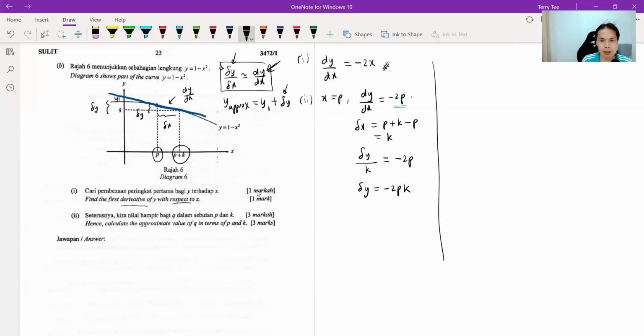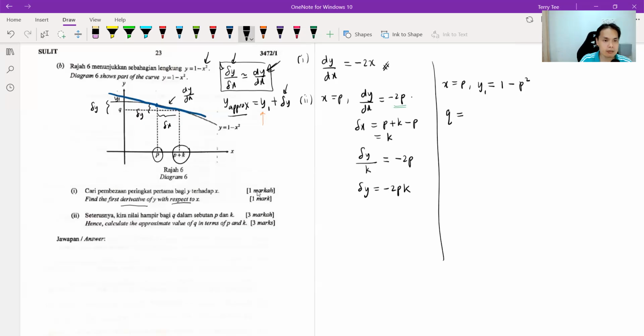Okay, to find the approximate value, I must first find my initial value of Y. All right, initially, your X is P. What is your Y? Your Y is 1 minus, sub inside your Y here, P squared. This is your initial value of Y. We can just call it Y1. So my approximate value of Y is my Q.